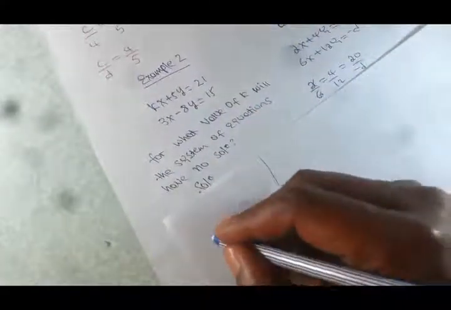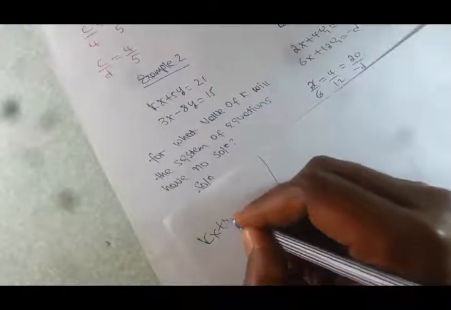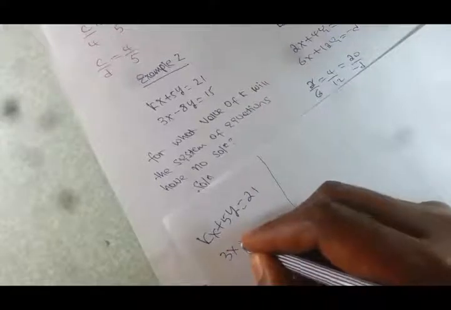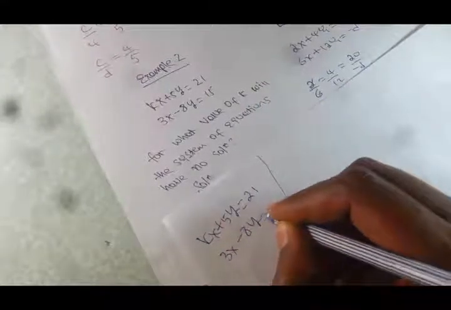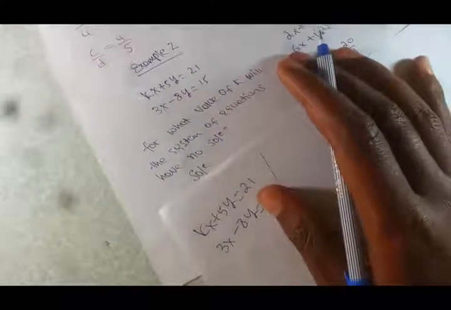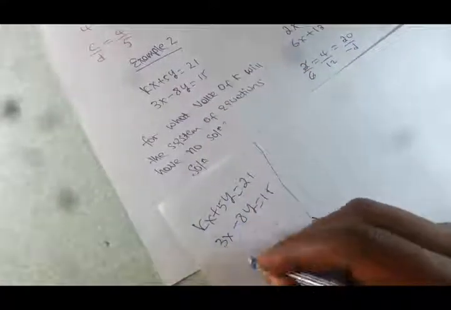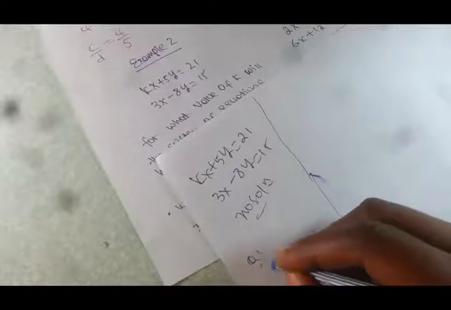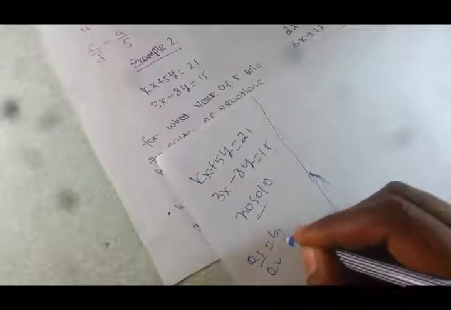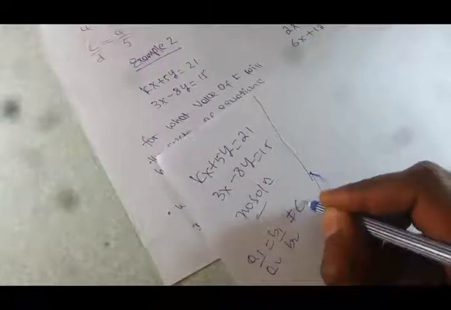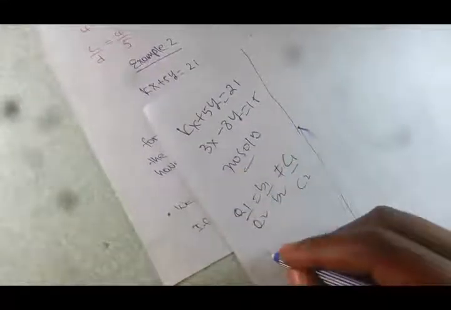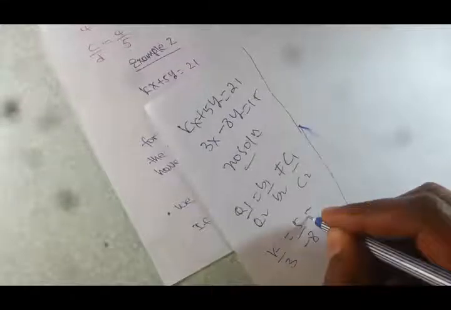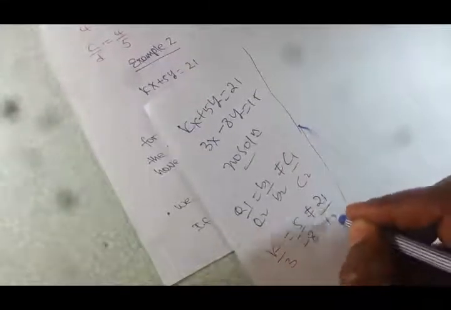And example 2 is given by kx plus 5y is equal to 21 and 3x minus 8y is equal to 15. For what value of k will the system have no solution? No solution is when a1 over a2 is equal to b1 over b2 is different from c1 over c2. That means k over 3 is equal to 5 over minus 8 different from 21 over 15.